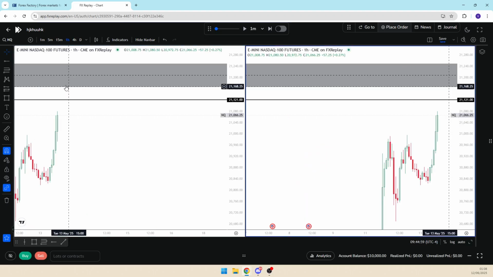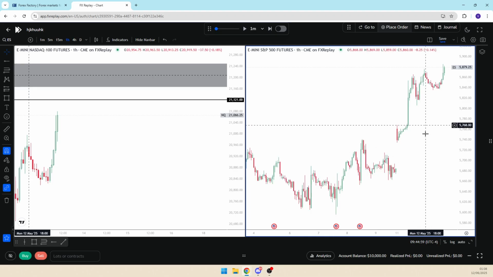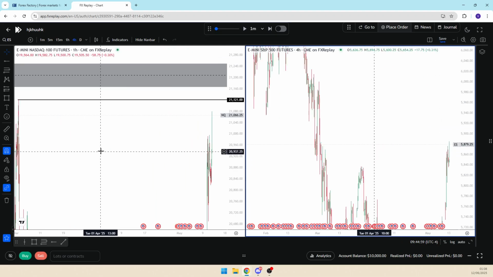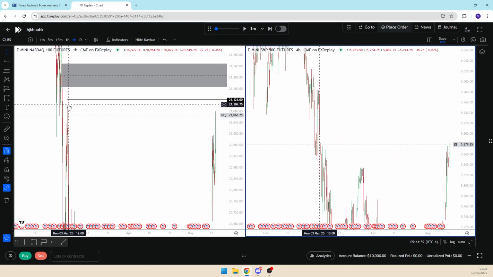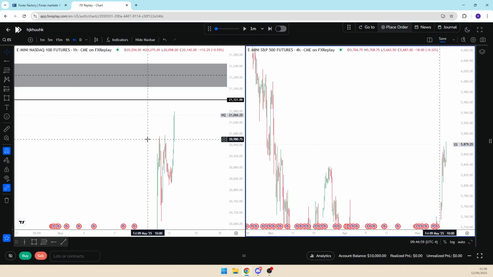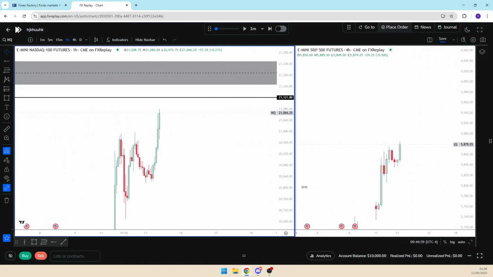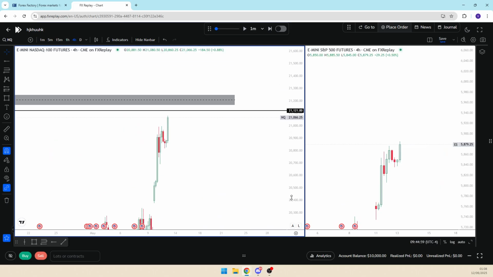So let me go on ES. Do we have any SMT? No, we don't have any SMT. So right now, just let me tell you the high time frame narrative. On the 4 hour, what do we see? We want to see that the narrative is based off of where the displacement is.